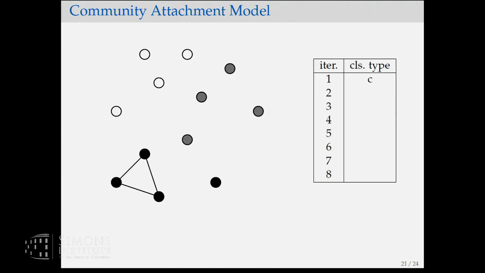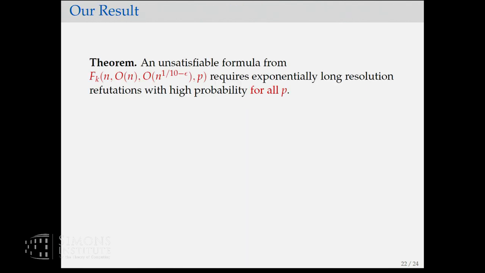Okay, so I'll just skip through this in the interest of time. Basically our theorem is that if you look at the following family, where the number of clauses is of the order of the number of variables, and the number of communities is small, in the sense that it's about n raised to 0.1, then that random modular family will require exponentially long resolution refutations with high probability. And this holds for all p, where p is the parameter which decides whether something is to be added inside a community or across communities.